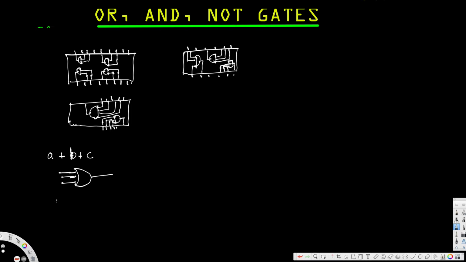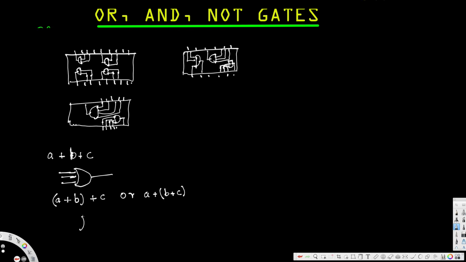How can we make this expression using the 2-input OR gate? In order to do that, if you remember math, we can write A plus B plus C as (A plus B) plus C, and we can also say A plus (B plus C). So in both ways it's correct. Now let's look at how we can express this one in terms of this OR gate.